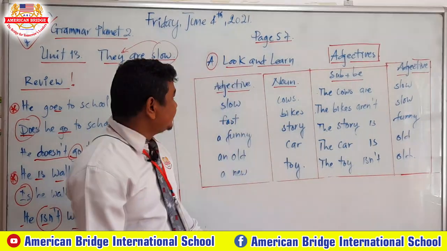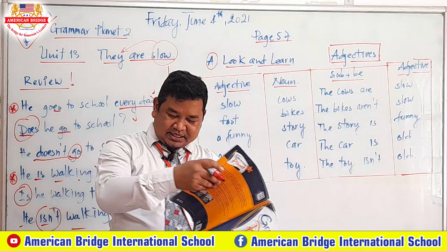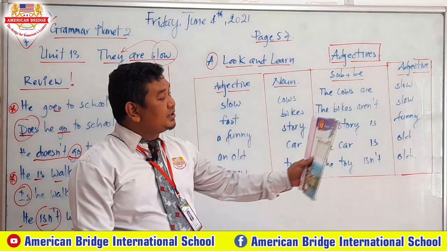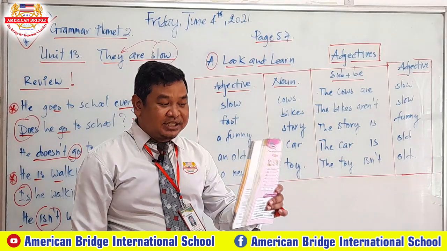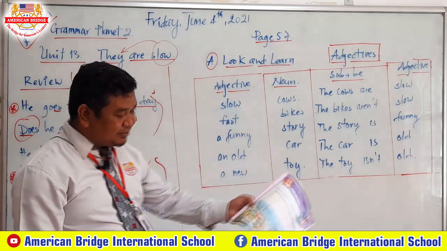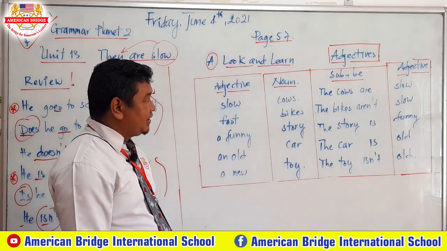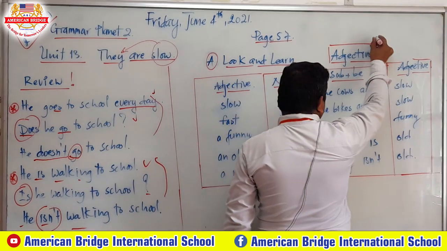So now, move back to your book and open it on page 57. Page 57, unit 13, adjective. They are slow. This one is related to the first part, Part A. We have two parts on this page. Part A, Look and Learn, is about adjectives. Do you know the word adjective, students? Do you know the word adjective?